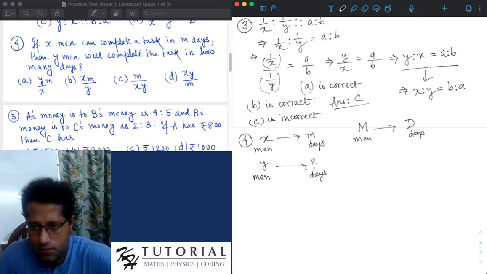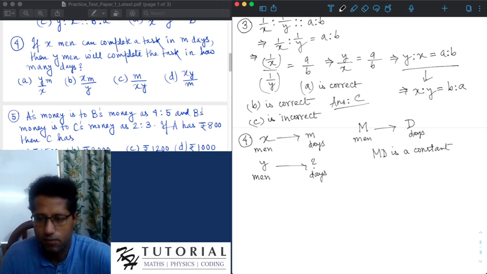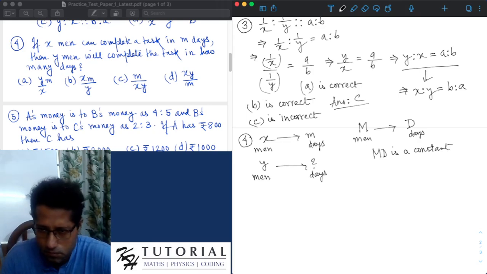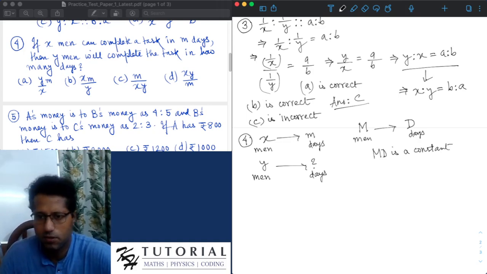So this actually means that m into d is a constant. m into d is a constant. This is the fundamental concept of time and work, and to solve this kind of problem. So m and d is constant for a specific type of task. Please remember that m represents the number of men required and d represents the number of days required to complete a task, then m into d is a constant.